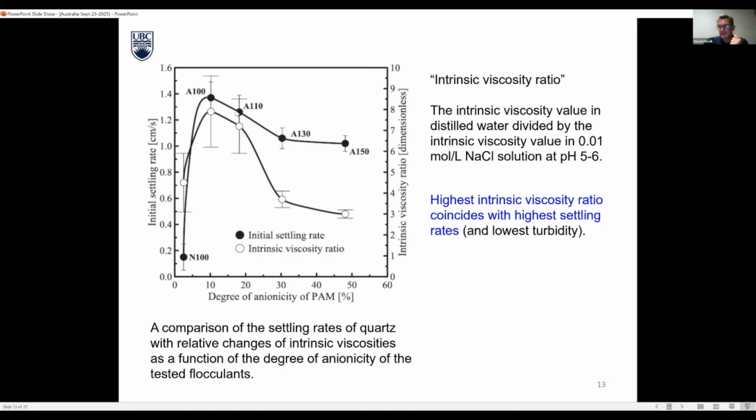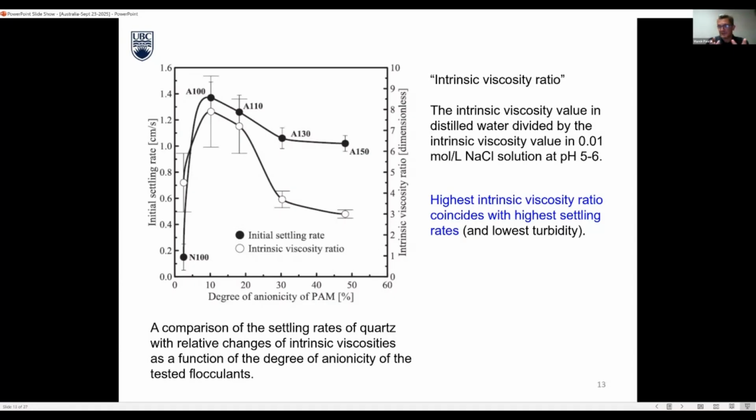Interestingly enough, the two sets of data, polymer behavior in water and the flocculation power of the polymer towards fine silica, essentially overlap. The polymer that has the highest intrinsic viscosity ratio, in other words, the one most able to stretch and coil in solution, which we could think of as most flexible, is also the most effective flocculant.